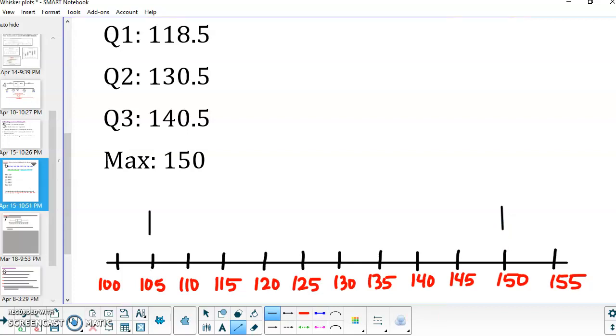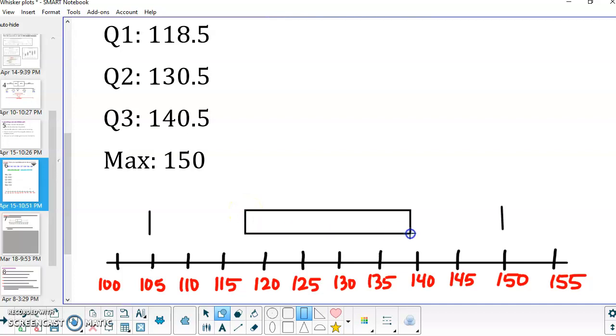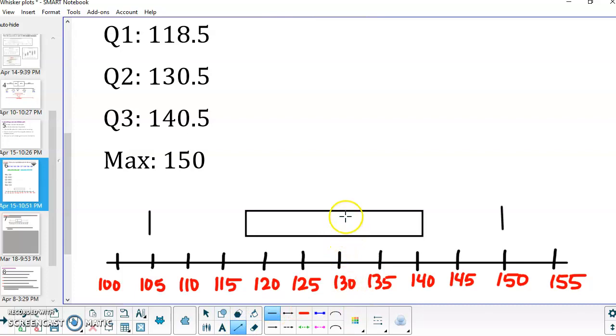And then I'm going to draw my box from 118 and a half to 140 and a half. So I'm going to go from about here to right about there. And then I'm going to put in a line at 130.5, probably right about there. And then I'm going to extend my whiskers to that box. So there's my box and whisker plot for this data.